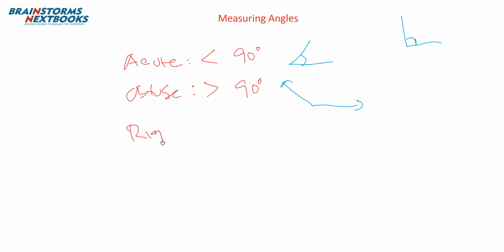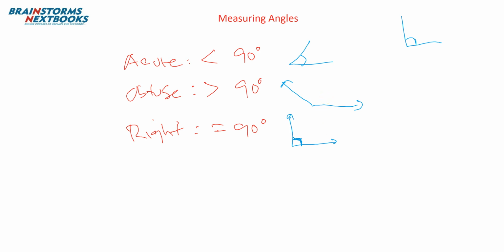A right angle is equal to 90 degrees on the spot, and it looks like a perfect corner. Usually it's designated, because it's kind of hard to tell, is this 90 or is it 89.9? They'll tell you by putting a little box right here. That proves that yes, this is a right angle. This is exactly 90 degrees.